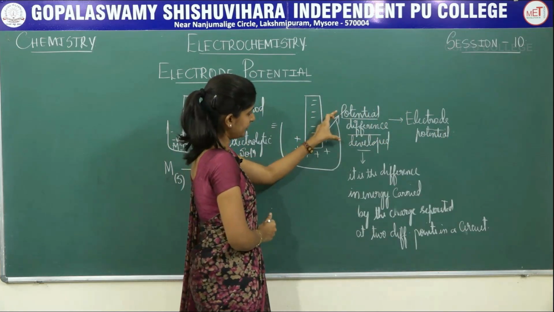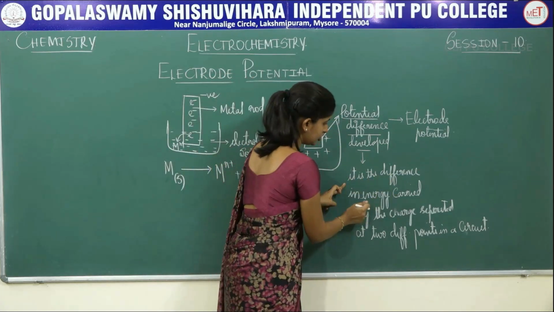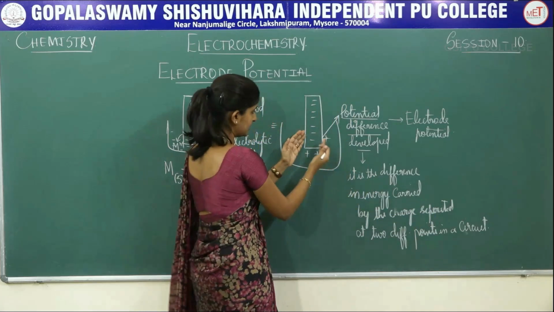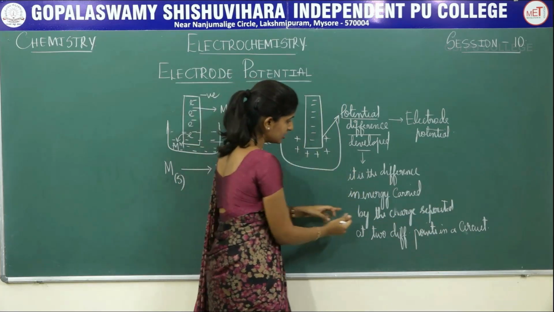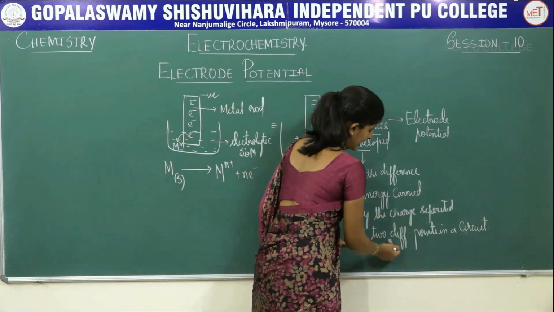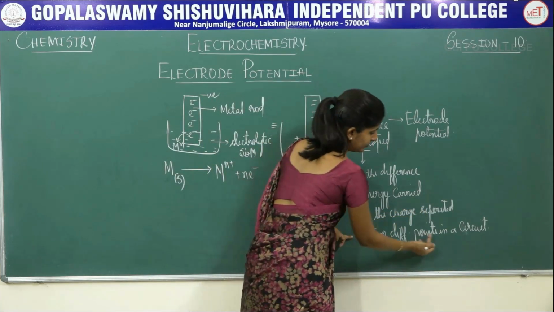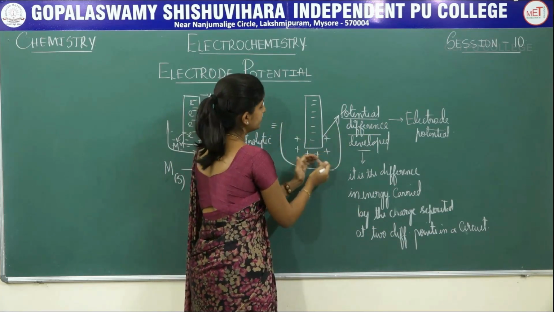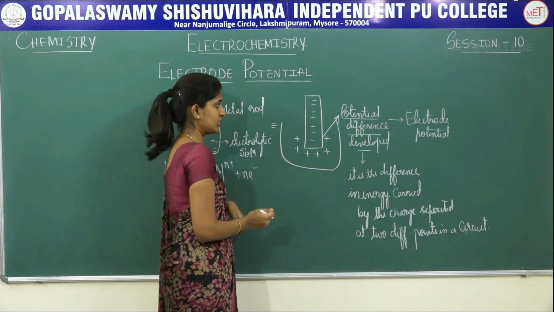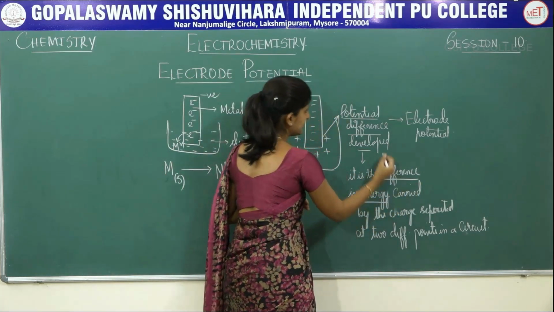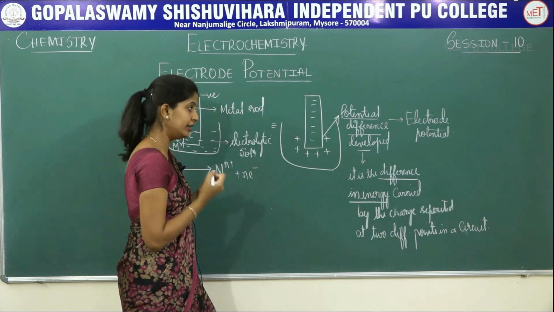So, potential difference is the difference in energy carried by the charge. There are two types of charges here, a positive charge and a negative charge. They have different energies, separated at two different points in a circuit. So there is a charge separation here, a positive and a negative charge separation. As a result, there is a difference in energy. This difference in energy is called your potential difference.